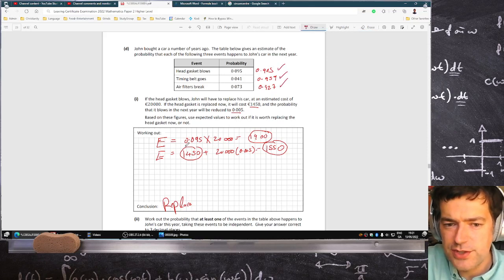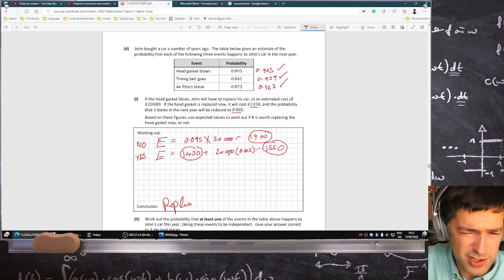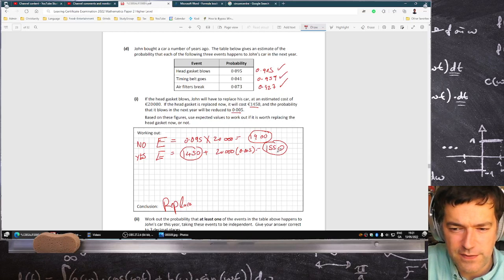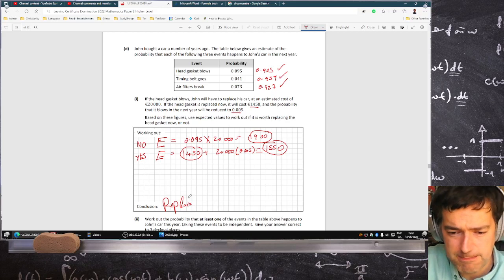Now the first one is, should he replace his gasket? So if he chooses no, then he has a 0.095 chance of paying 20,000 euros, which has an expected value of 19,000. If he chooses yes, he has to definitely pay 1450 plus a 0.005 chance of paying 20,000, which works out as an expected value of 1550. So it works out in terms of expectation to be better to replace it.